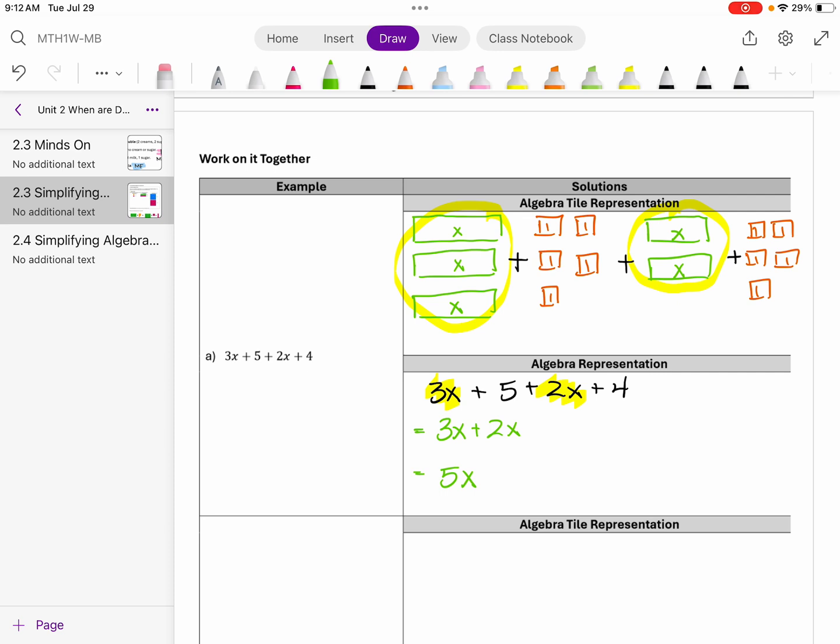And then in my diagram as well, I can see that I have these 5 tiles and these, and I drew too many, just noticing that now. Those 4 tiles, and if I were to move those tiles together, so I've got my 5 plus my 4, then I would have 9 tiles. So the answer, or my simplified version of this, is 5x plus 9. They're all positives, so nothing is canceling out.